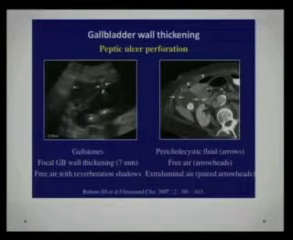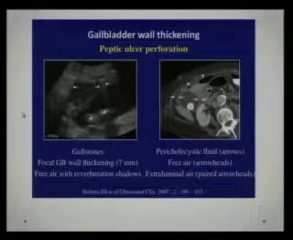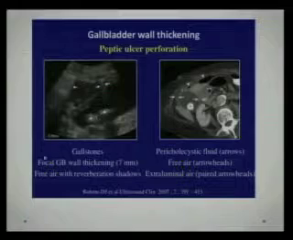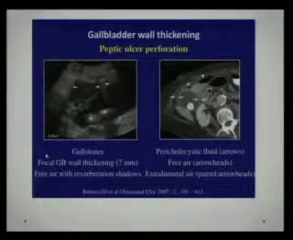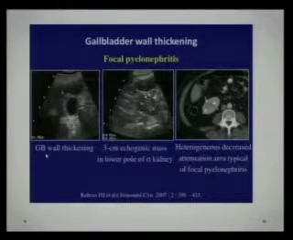This is the free air that they're talking about, and this is the fluid seen adjacent to this gallbladder. Pericholecystic fluid, then this is the gallbladder stone, and there's extraluminal air. So this is focal gallbladder wall thickening due to adjoining inflammatory change due to peptic ulcer disease.